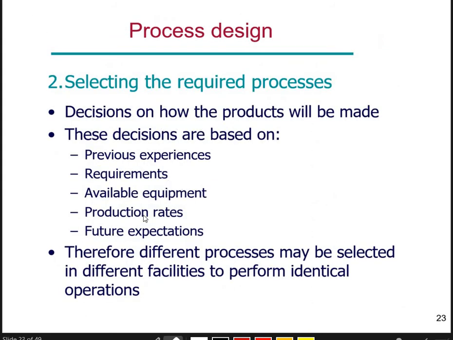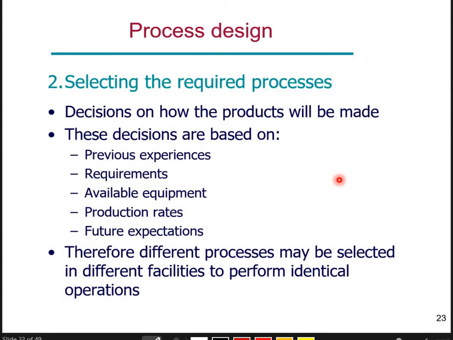Okay, so in process design, we also need to select the required processes to produce the parts or products. So we need to make decisions on how the products will be made. And how do we decide on these processes? Actually, if you are producing a new product, if you want to introduce a totally new product into the market, which you haven't produced before, how can you identify the necessary processes?